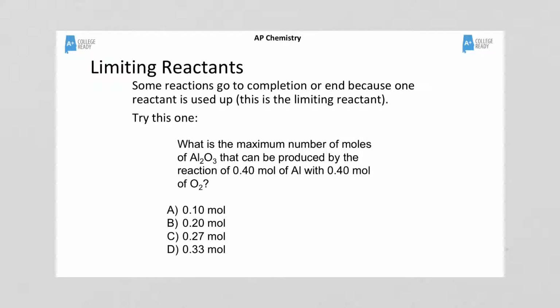Here's a question just as a practice problem. What is the maximum number of moles of aluminum oxide that can be produced by the reaction of 0.4 moles of aluminum with 0.4 moles of oxygen? I've given this just as kind of a sample multiple choice problem you might see on the AP exam. Notice there's no reaction given, and it's critical that if no reaction is given to you, that you write a reaction. It's telling you the product is aluminum oxide and that aluminum and oxygen gas are the reactants.